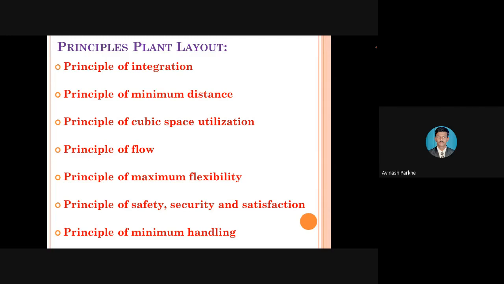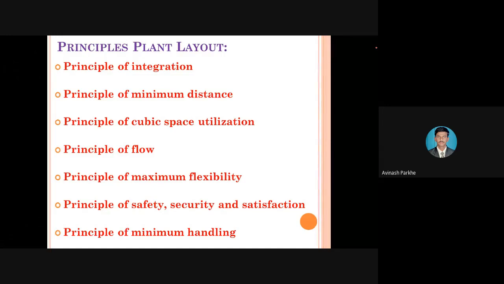Whatever facilities are available in the industry, facilities in the sense the different workers, different operators, different types of materials we use to prepare the products, different types of equipment, different types of machines, and whatever services and facilities are available in the industry, we bring all of them together so that maximum utilization takes place. That means we have to make their optimum arrangement in such a way that all the facilities provided in the industry will be properly utilized.